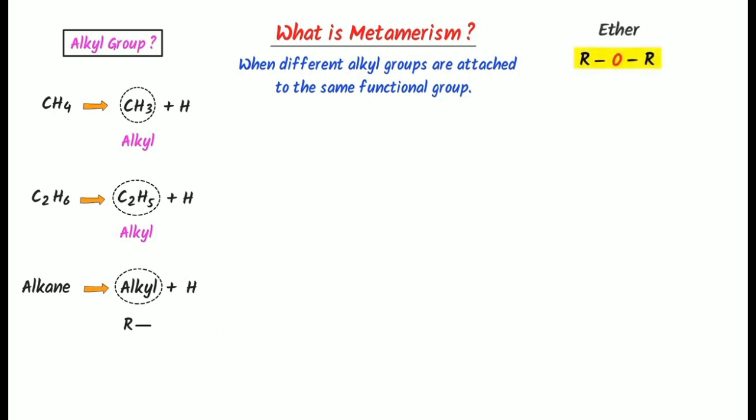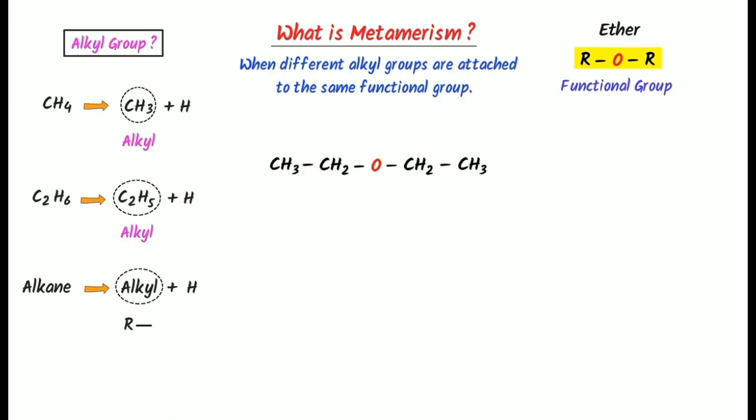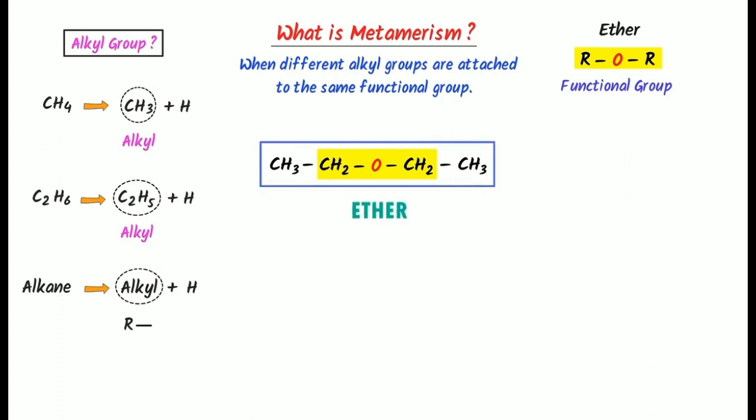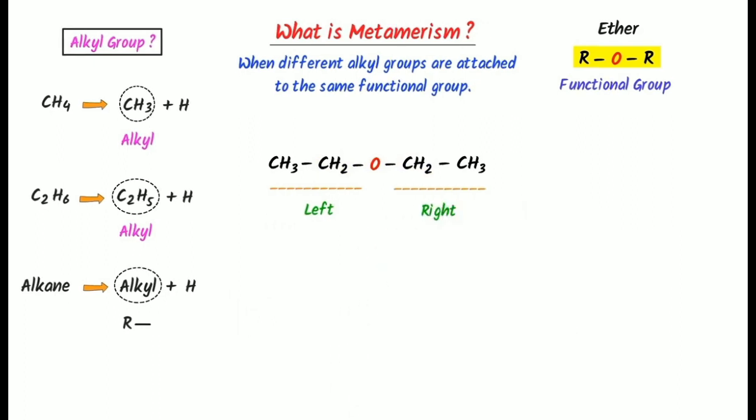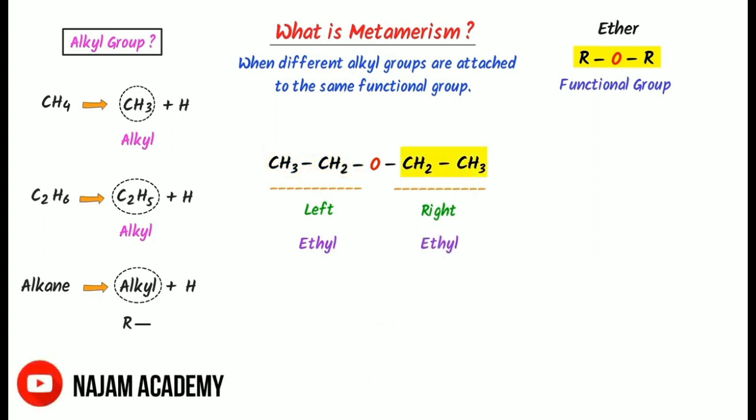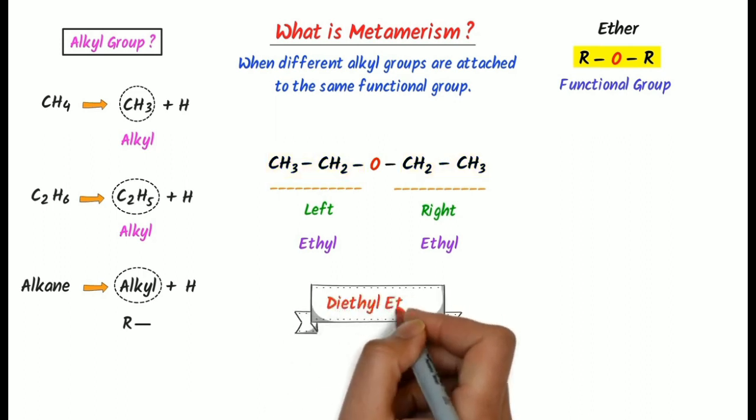Now we know that this O is the functional group of the ether. Now consider this organic compound. Here, the functional group of ether is present, so this organic compound is an ether. Let us say that this is the left side of the ether and this is the right side of the ether. At the left side of the ether, there is one ethyl, while at the right side of the ether, there is also one ethyl. So we say that there are 2 ethyls or diethyl present in this ether. So the name of this ether is diethyl ether.